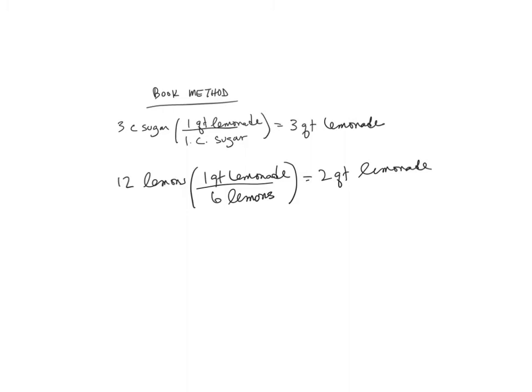So the book method is take your reactants, calculate the same product twice, in this case it's lemonade, and pick the smaller one, like that. So this one is the correct answer. That's the method we're going to use.